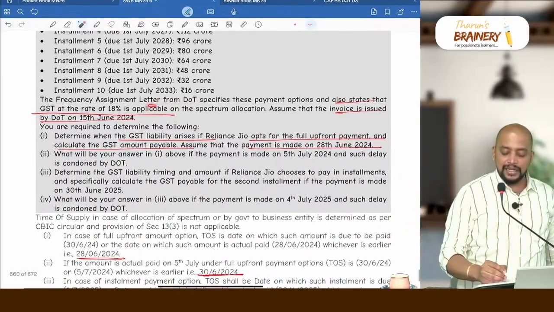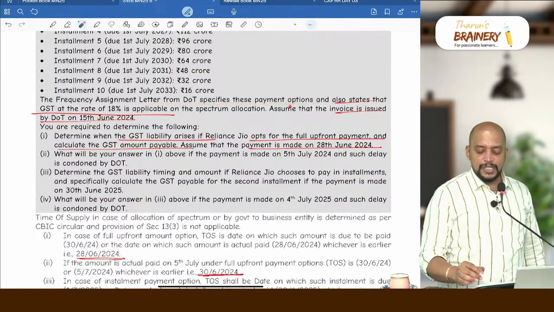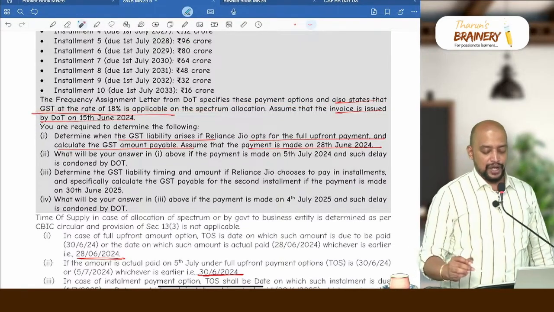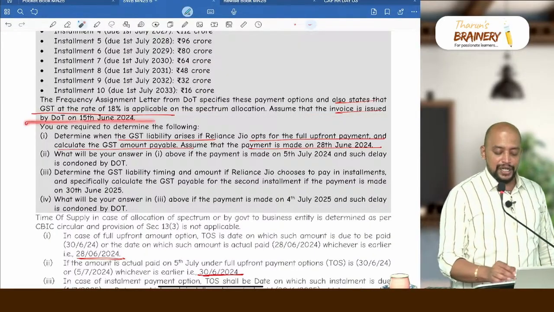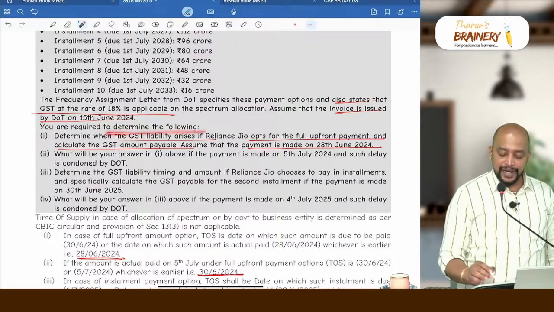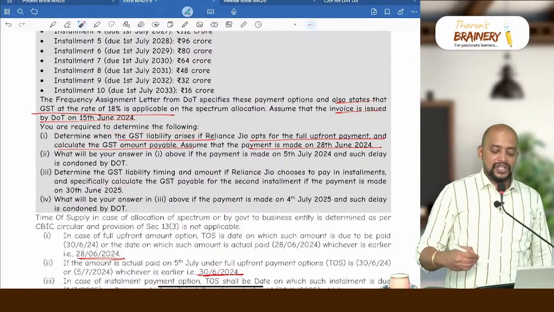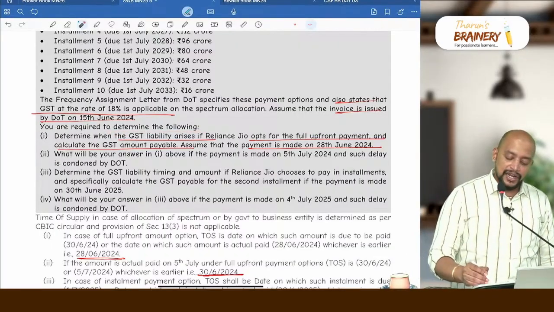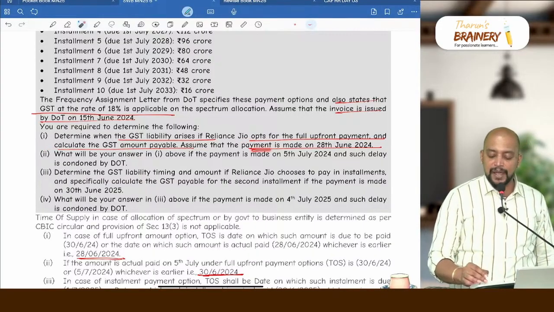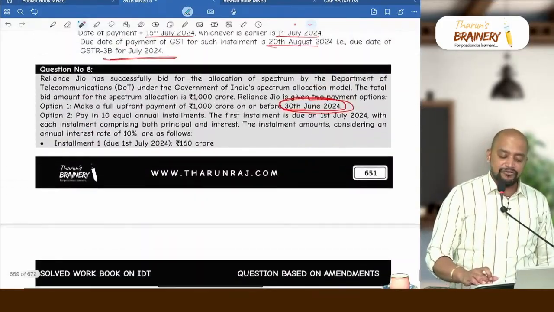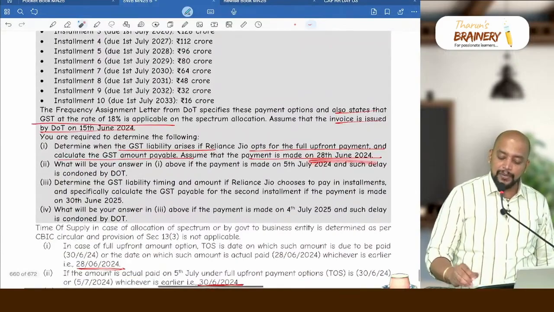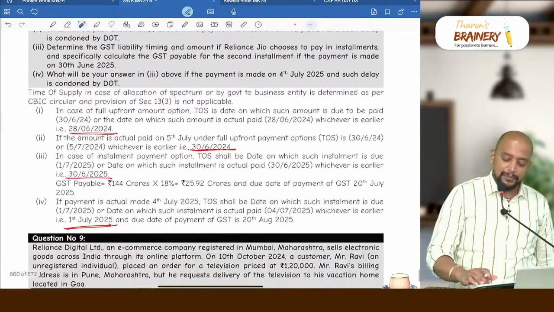The frequency assignment letter from DOT specifies this payment option, and also states that GST at the rate of 18% is applicable on the spectrum allocation. Assume that invoice is issued by DOT on 15 June. Actually, invoice is irrelevant here, and you are required to determine the following. Number 1, determine when GST liability arises if Reliance Jio opts for full upfront payment, and calculate the GST amount payable. Assume that the payment is made on 28th June. In case of full upfront amount, by when should they make payment? 30th June. When are they making payment? 28th June. Whichever is earlier will be 28th June.